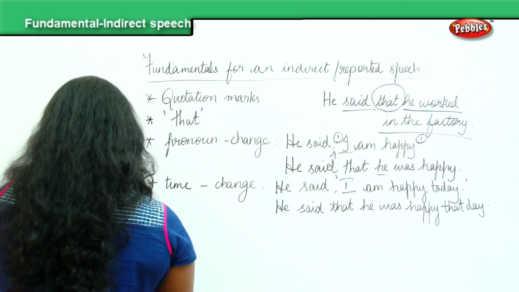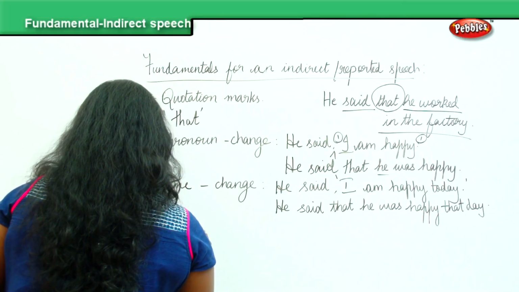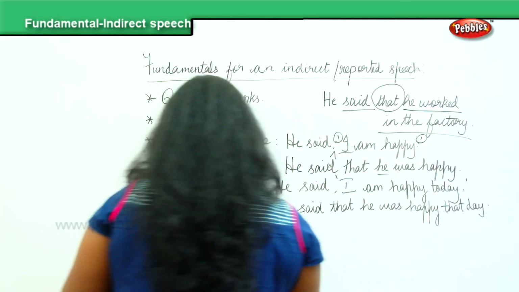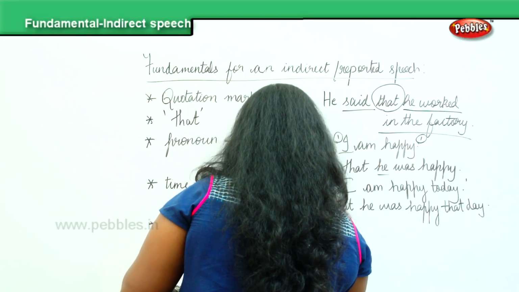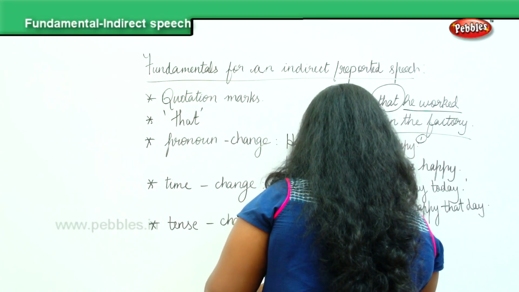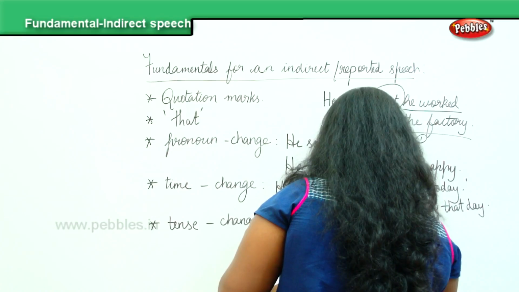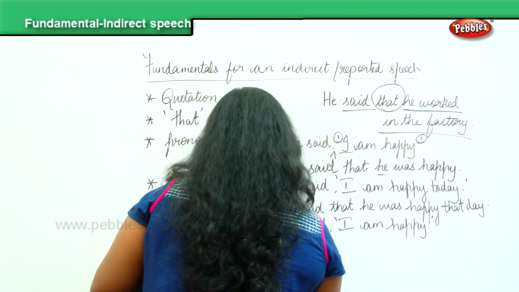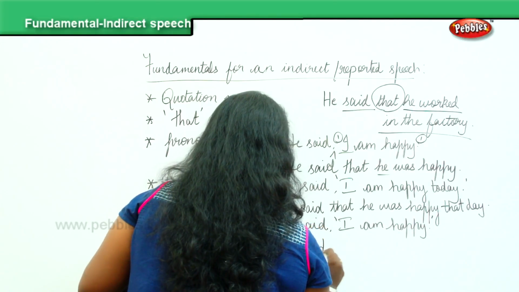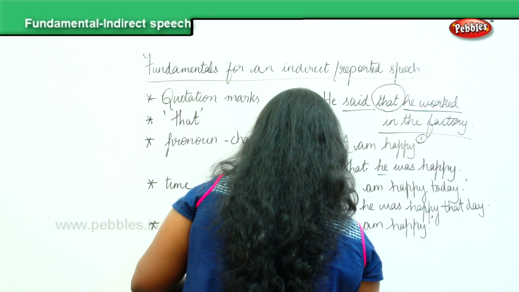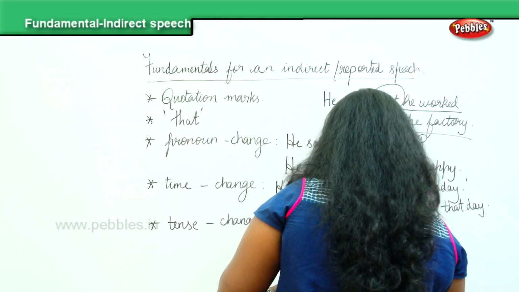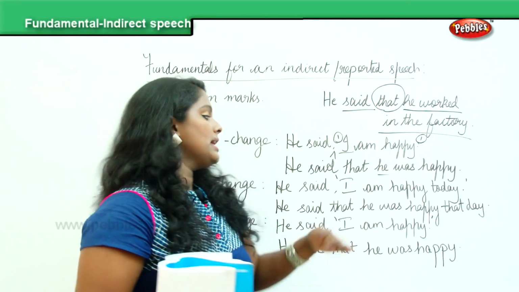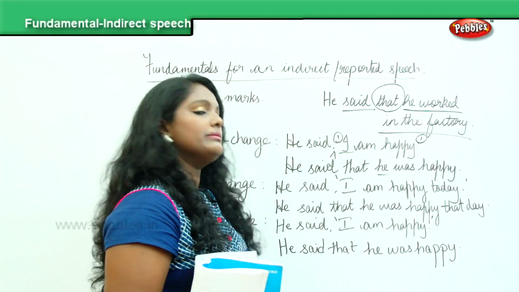The next fundamental rule is to keep in mind the change in the tense. An example, he said, I am happy. I am going to convert this sentence into an indirect speech now. He said, what should I write? I'm supposed to add the conjunction that here. He said that he was happy. What is to be noted here is how I am happy is present tense, and when converted into an indirect speech becomes a past tense, right?